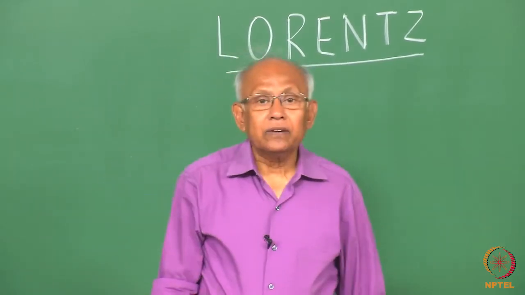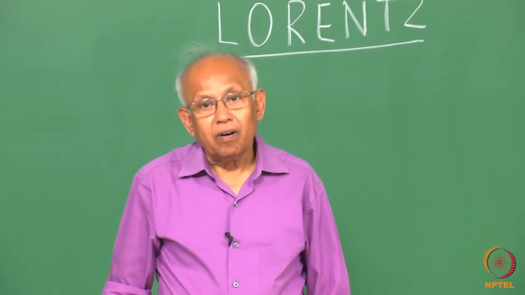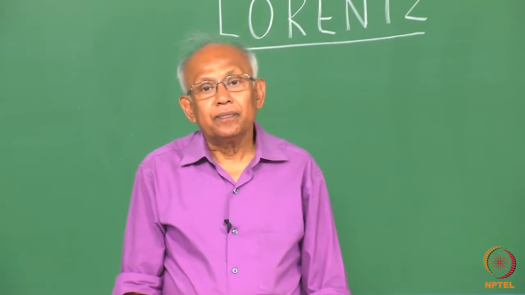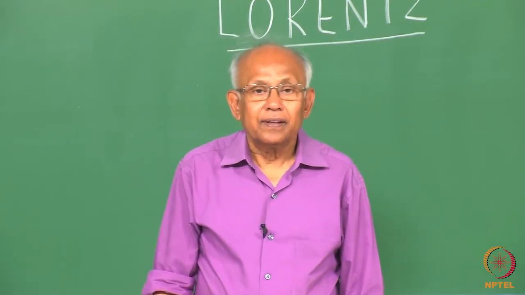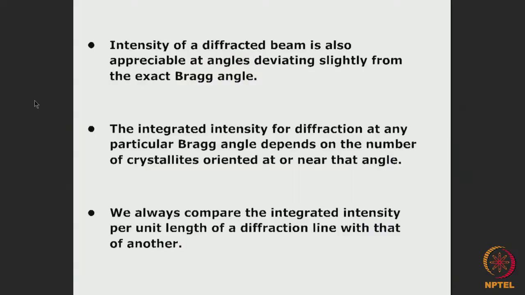The Lorentz factor is actually a combination of three geometrical factors, and these factors are based on the following facts. Number 1, intensity of a diffracted beam is also appreciable at angles deviating slightly from the exact Bragg angle. So, this is quite important.